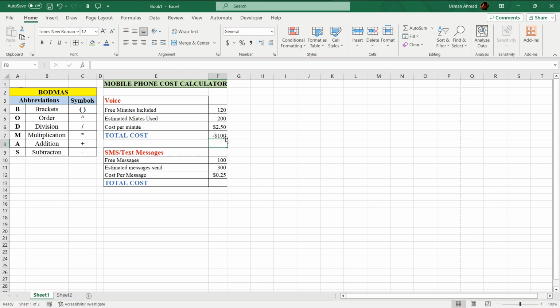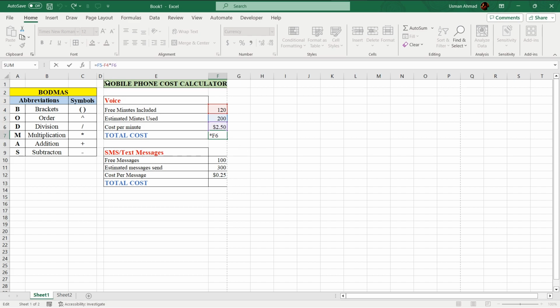See, no error, but it is giving us a wrong value, minus 100. So basically what it did, it follows BODMAS, so it executes multiplication first and subtraction at last. If we multiply F4 and F6, 120 multiplied by 250, we have 300, and then it's F5 minus 300. F5 is 200, 200 minus 300, which is actually minus 100.